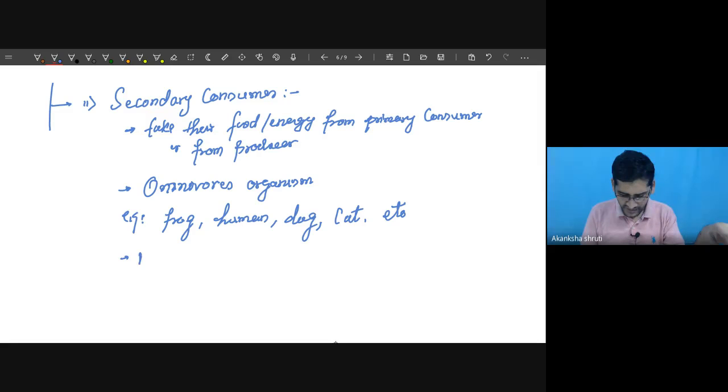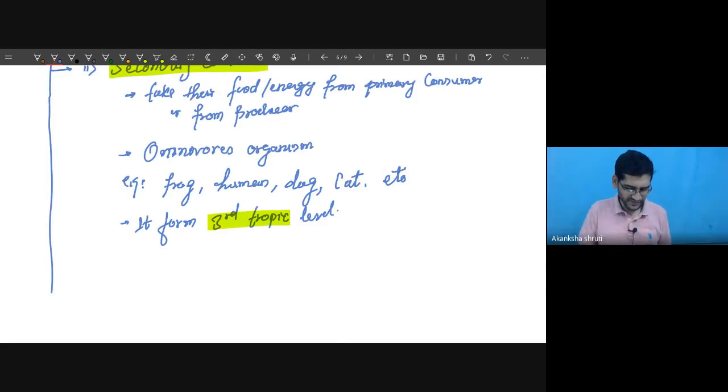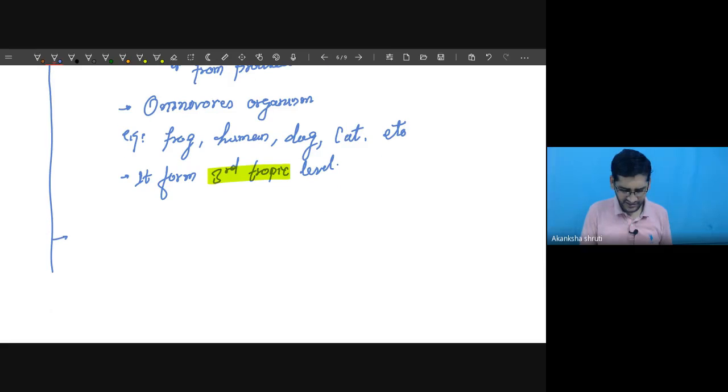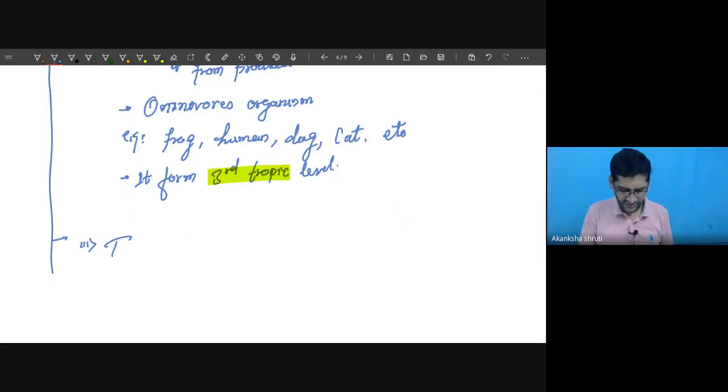This kind of consumer forms the third trophic level. Trophic level is what? A particular category of organism based on their food habit. So underline this: secondary consumer, third trophic level. We can quickly identify. The next one, the third, is called tertiary consumer.